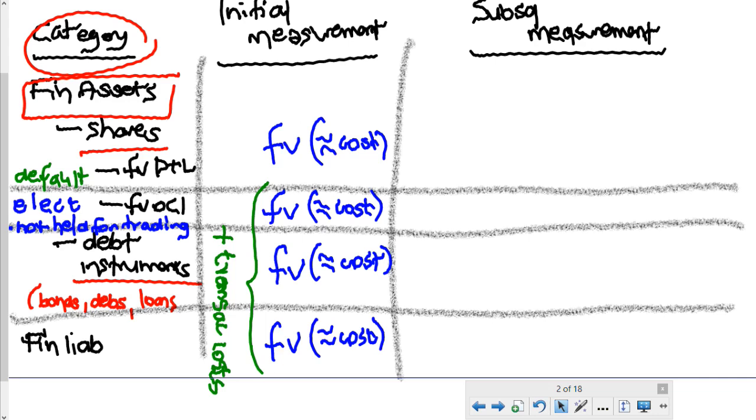So initial measurement is at fair value plus transaction costs. And the only exception is at fair value through P&L, because when we measure at fair value through P&L, we put no transaction costs in. Transaction costs here go to P&L. No transaction costs, the transaction costs go to P&L.